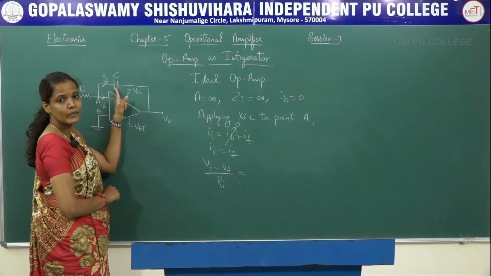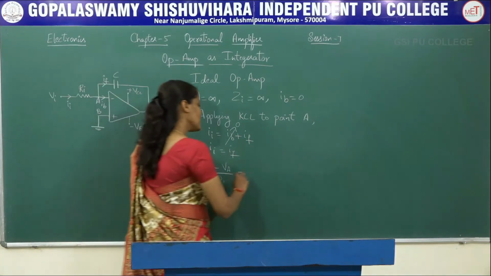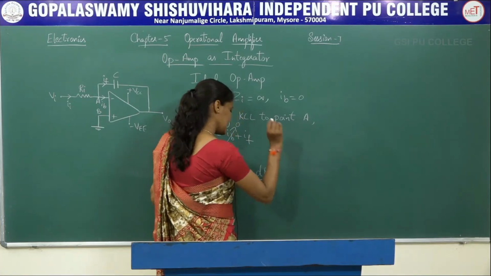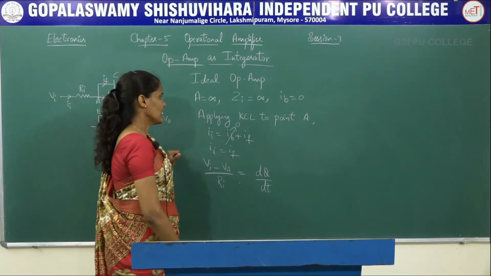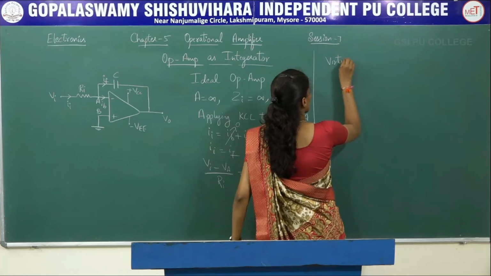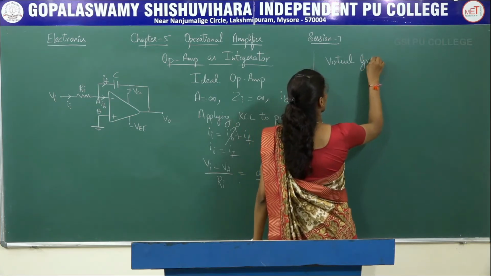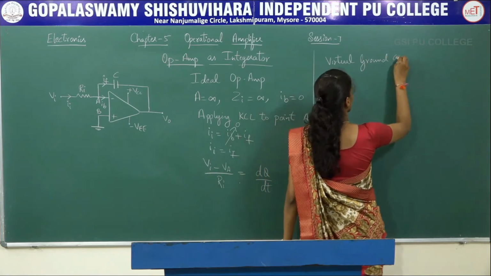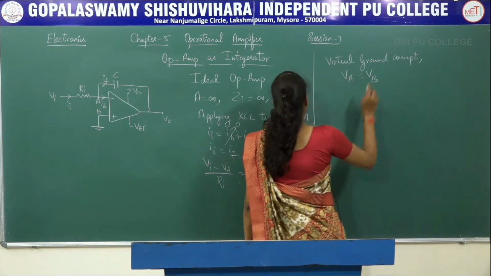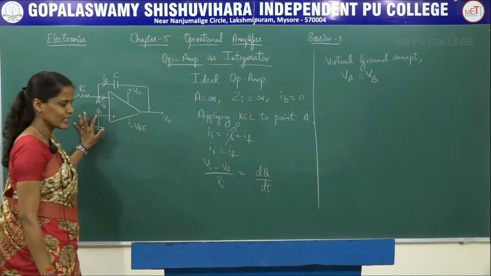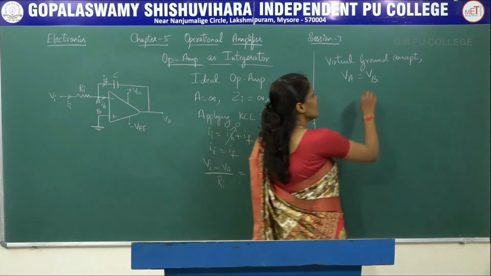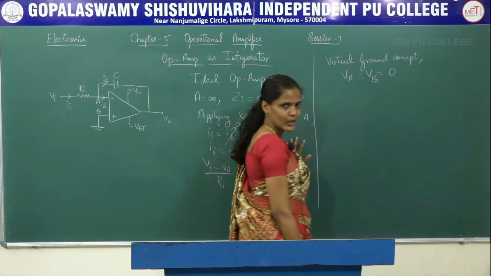This IF is helping to charge the capacitor. So that we call dq by dt. Okay? Now from the virtual ground concept, VA will be equal to VB, since the potential at the terminal B is equal to 0. Why? Since it is ground, the potential at the terminal A will also be equal to 0.